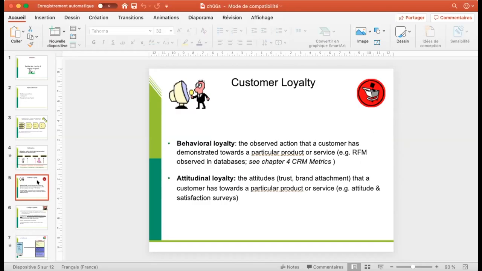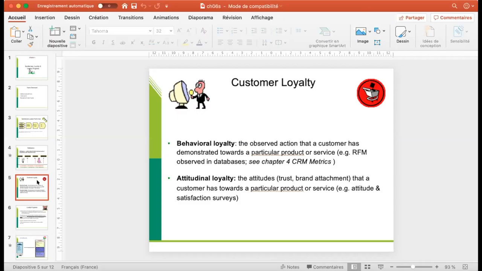Behavioral loyalty is the observed action that the customer has demonstrated towards a particular product, service or brand. So for example, recency, frequency, monetary amount, the purchase basket, the relationship duration. All these are behavioral loyalty indicators. This is what we saw in chapter 4 about CRM. It's also share of wallet. So all these behavioral indicators are indicators of behavioral loyalty.